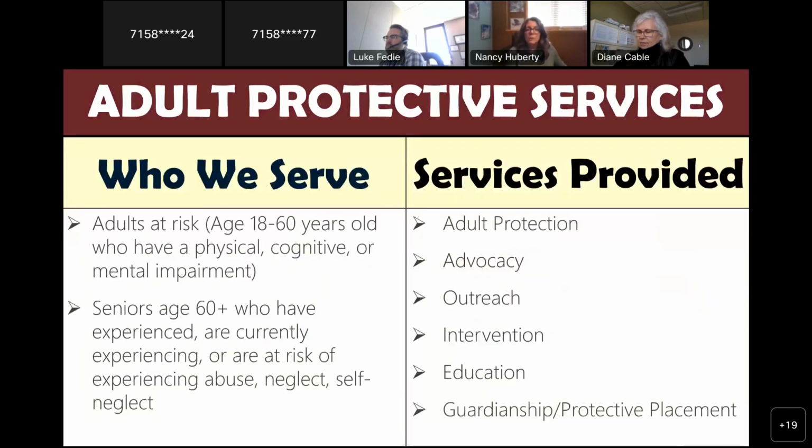So we serve individuals between 18 and 59 years of age who have a physical, cognitive, or mental impairment that's permanent. And we refer to individuals in that category as adults at risk. We also serve adults, elders, ages 60 and older, who have experienced or are experiencing abuse, neglect, self-neglect. The services we provide are protection, advocacy, outreach, intervention, education, and guardianship and protective placement.